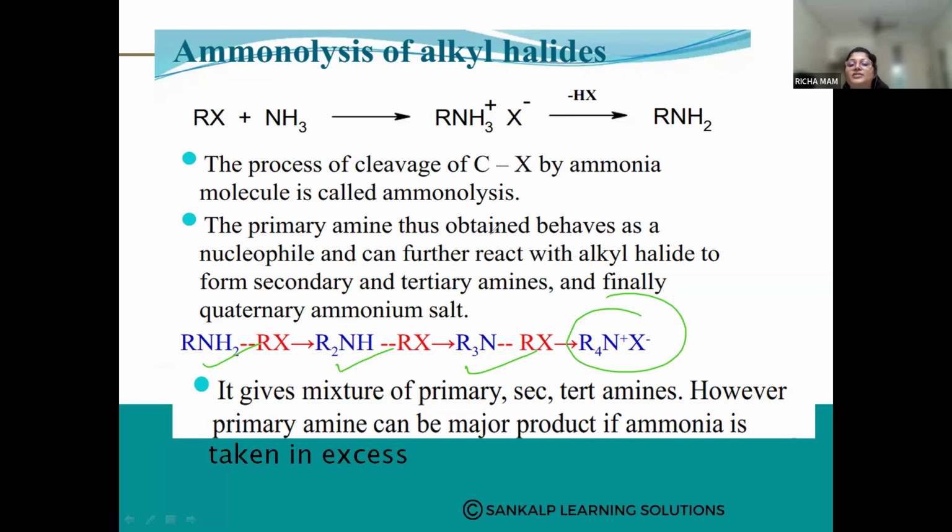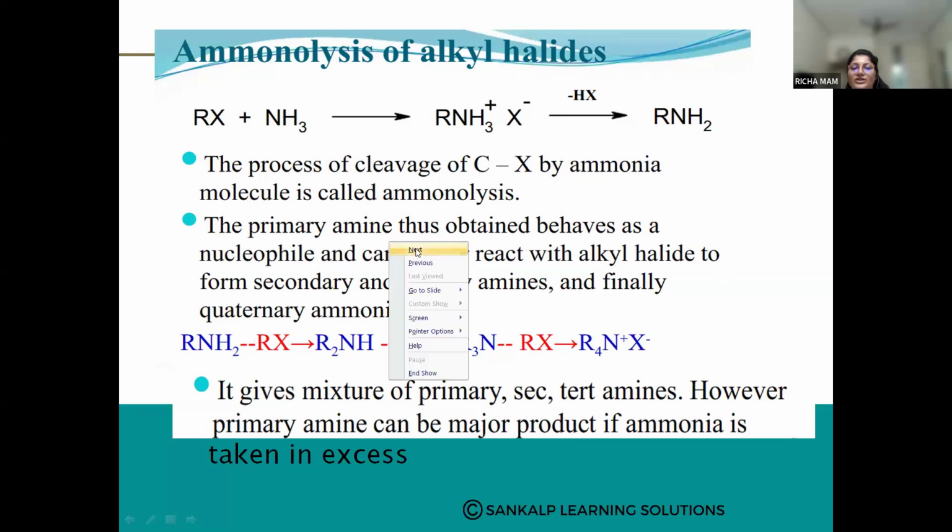The primary amine thus obtained behaves as a nucleophile and can further react with the alkyl halide to give secondary and tertiary amines, and finally a quaternary ammonium salt. So it gives you a mixture of primary, secondary, and tertiary amines. However, the major product will be your primary amine. Okay, fine. Let us go for the next one.